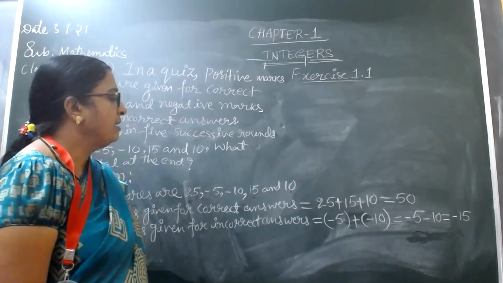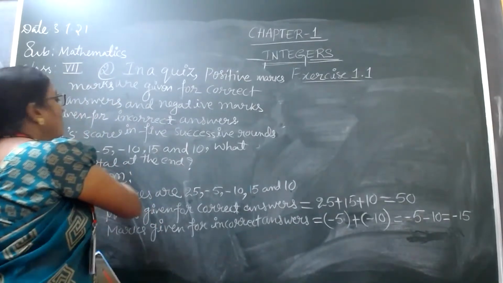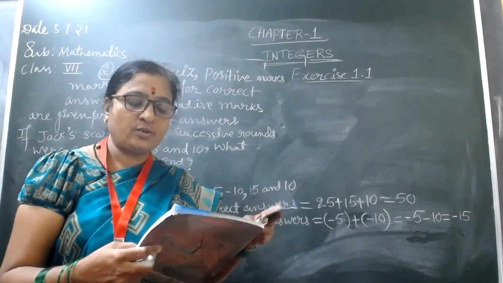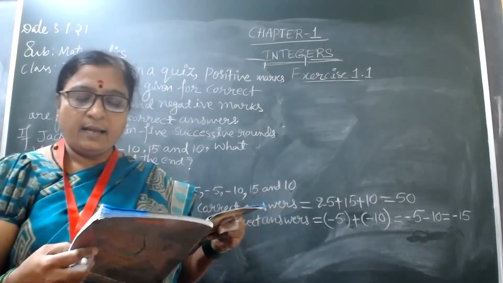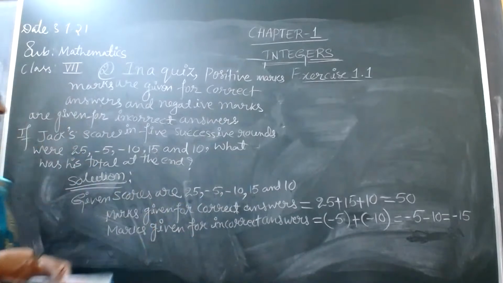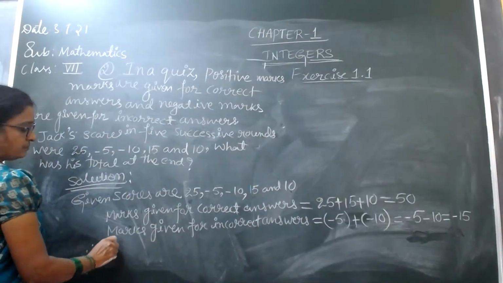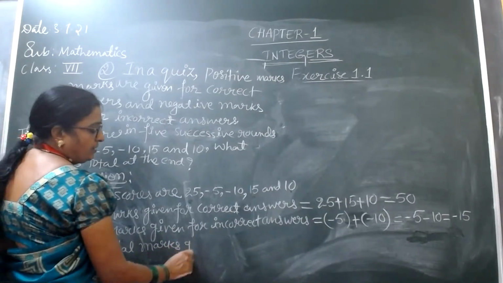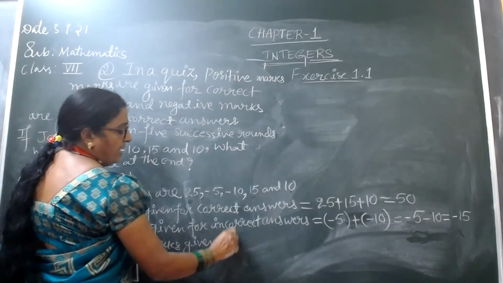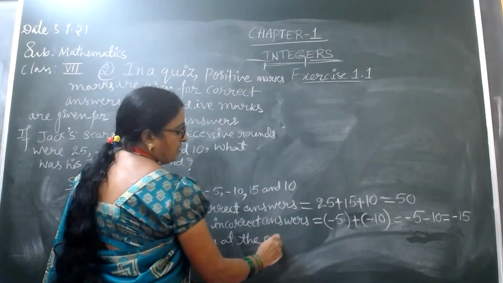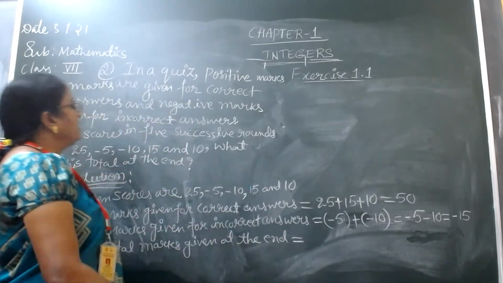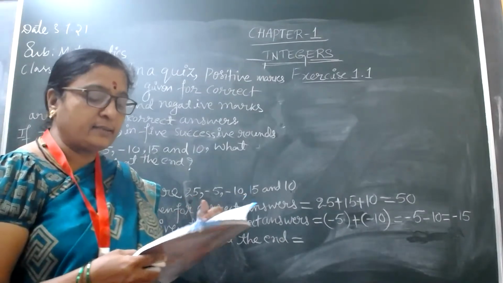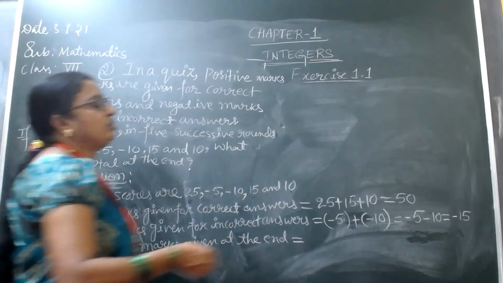Remember this point. Now, what did they ask? What was his total at the end? So therefore, total marks given at the end is equal to what? What was his total at the end?